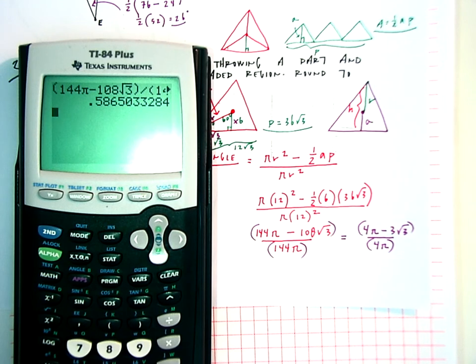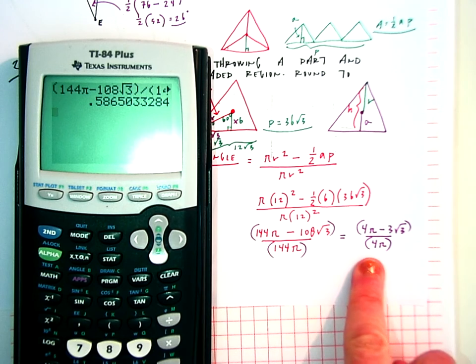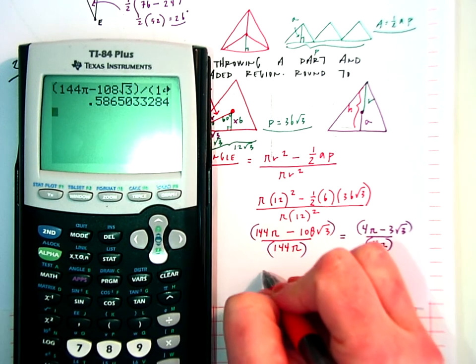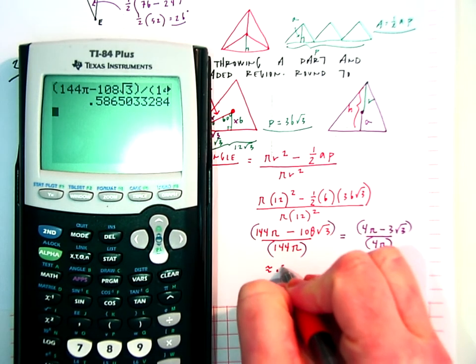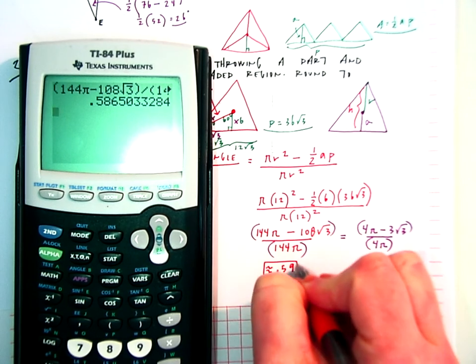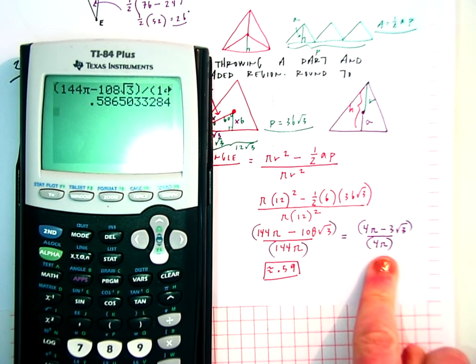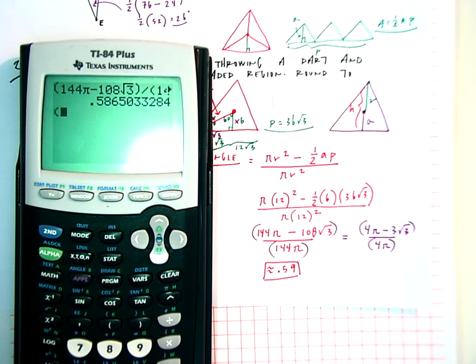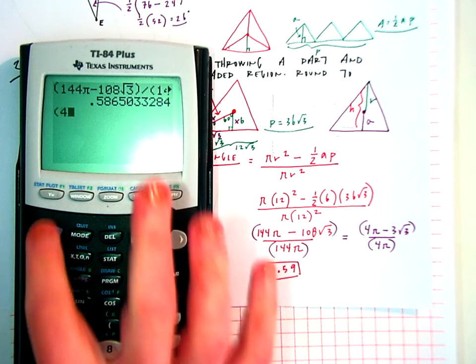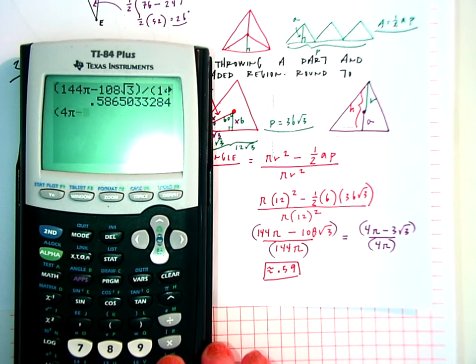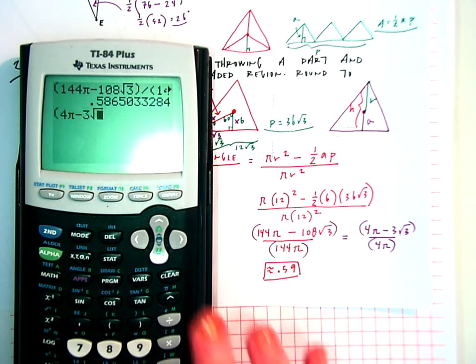Okay, that's in my ballpark of estimation, so that makes sense. Let me plug in this reduced version just to make sure that we match. We get the same thing, so this would be about 0.59. So let's check over here, make sure it's the same. Here I have open parentheses, 4 times pi minus 3 times the square root of 3.